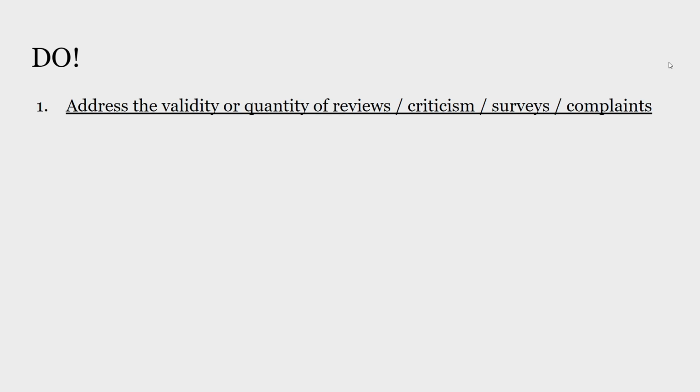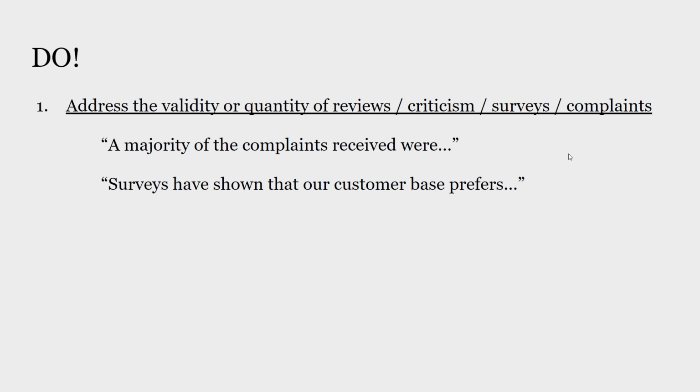In contrast to that, there are a couple things that you do want to do when they show up. So first off, you always want to address the validity or the quantity of reviews, criticisms, surveys, complaints, and other things of that nature. So what does this look like? You'll see statements like, a majority of the complaints received were in regards to blank, right? Or, surveys have shown that our customer base prefers such and such.